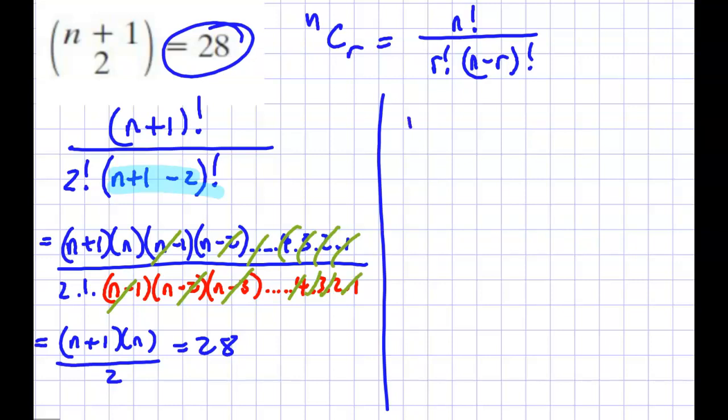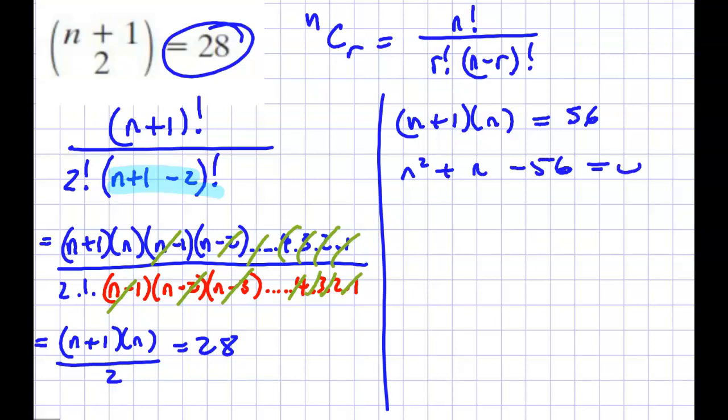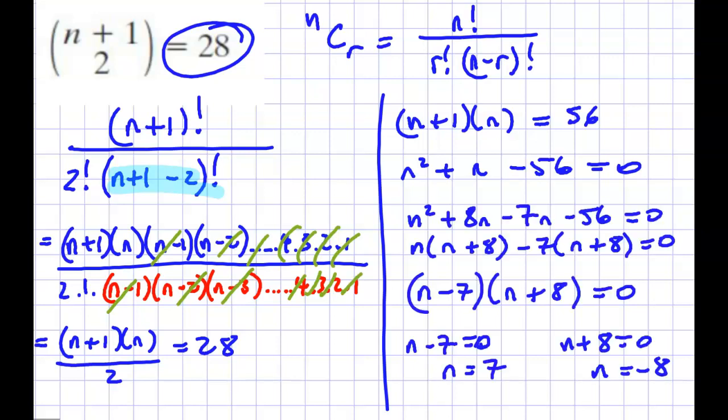So I'm going to multiply both sides by 2. So 2 lots of 28, 56. I can expand the brackets. I can also make everything equal to 0. I bring the 56 on the other side. I now have myself a quadratic, which I need to solve. So I get 2 answers from that quadratic. I get 7 and minus 8.